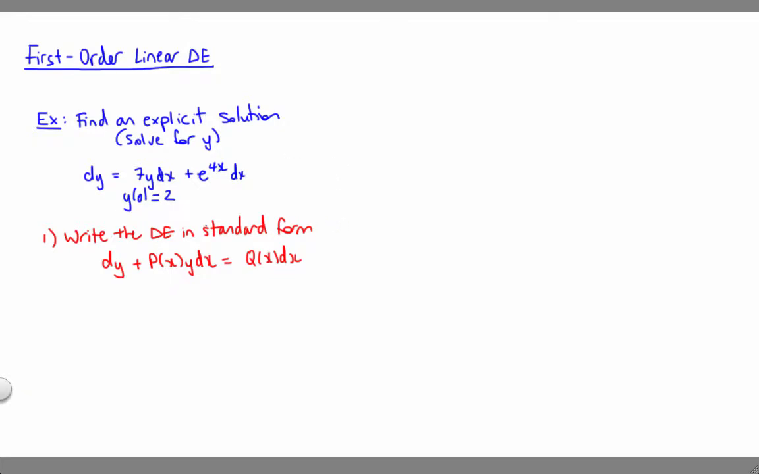First step, we're going to write the DE in standard form. And standard form for a linear DE looks like this. The first term is just dy, which must have a coefficient of 1. Second term, we've got p of x, y dx. P of x here can represent any function of x. It could be a constant. The only thing it can't involve is a y. So you couldn't see something like sine y here. That would not be allowed. But any function of x or any number is fine.